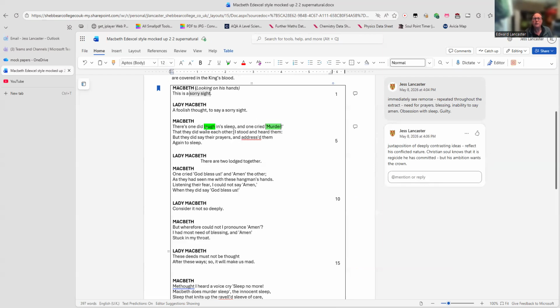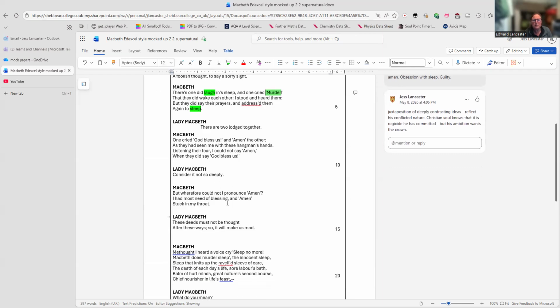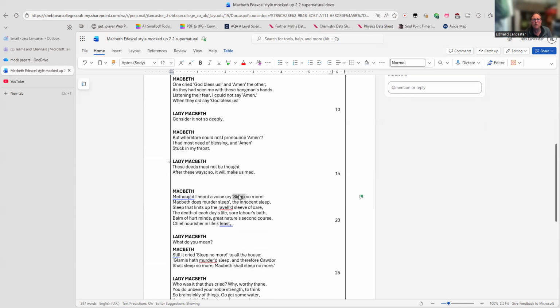The two grooms were asleep, but they wake each other, but then they go back to sleep again. And this is where the idea of sleep comes in for the first time in this extract. If we just highlight it through, let's just have a look at the words murder and sleep. How many times do we see murder and sleep? Methought I heard a voice cry, sleep no more. Macbeth doth murder sleep. Innocent sleep. Sleep that knits up the ravelled sleeve of care.